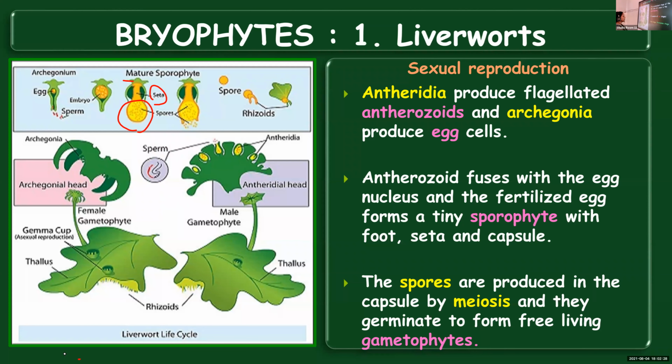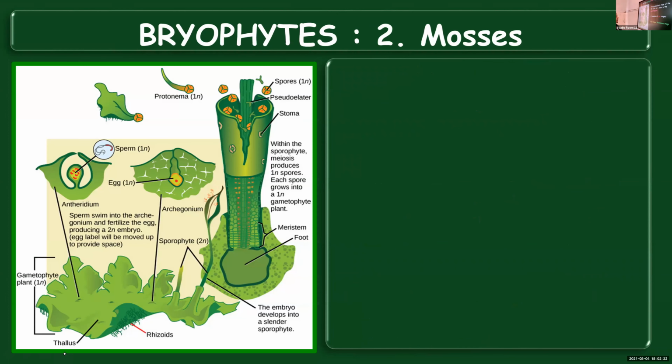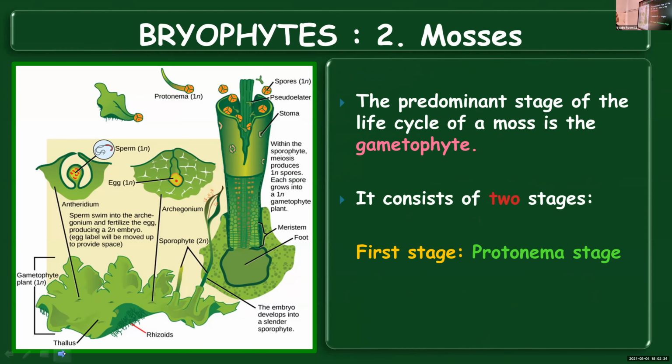Okay. Mosses, that is the second type of bryophytes. And in mosses, the predominant stage, the main or dominant stage of the life cycle, is gametophyte. Gametophyte can be differentiated into two separate stages. One is protonema stage and the second one is leafy stage.